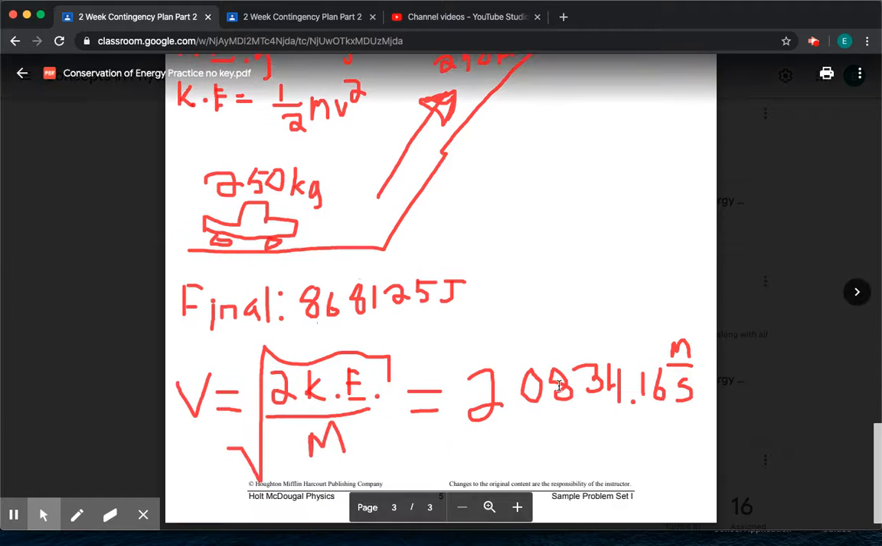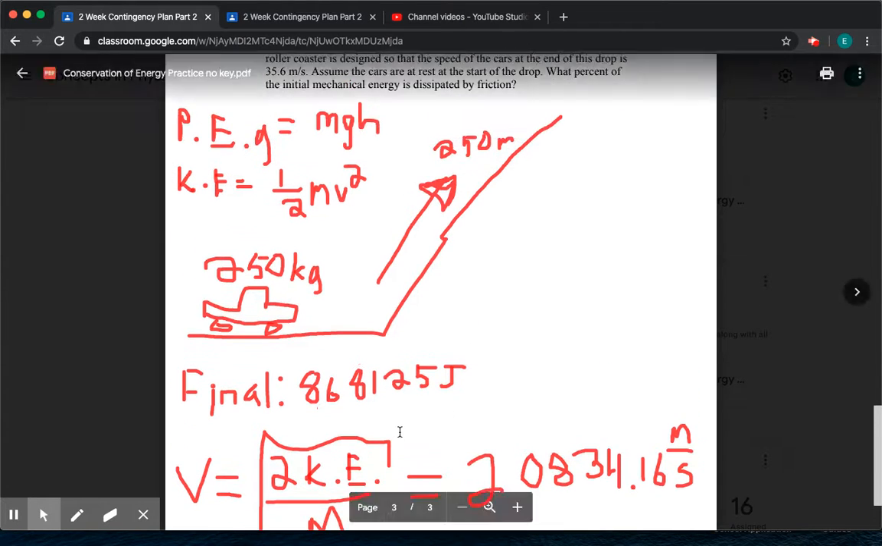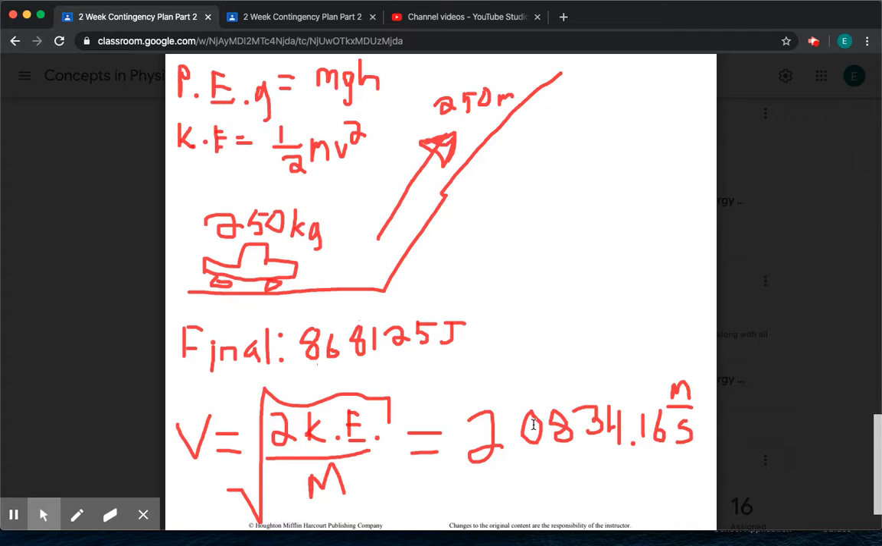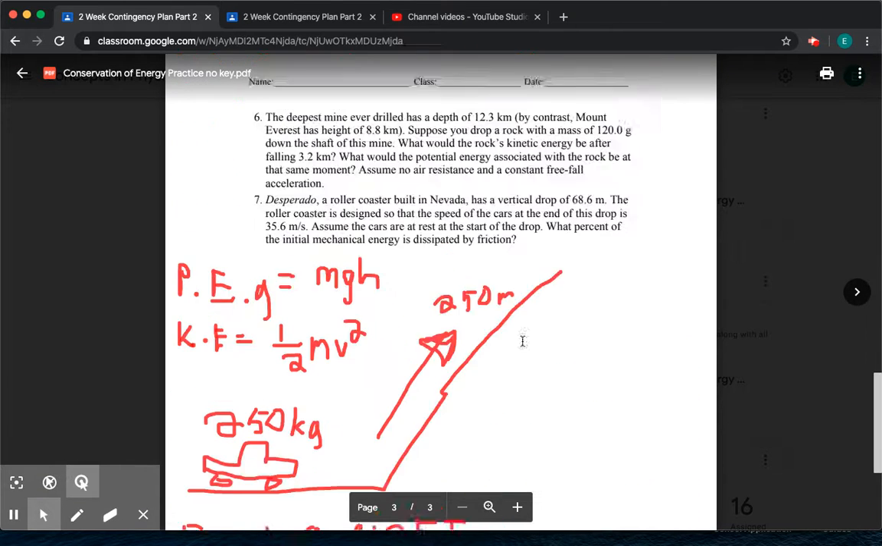This is one of those situations where I tell you look at the numbers and see if it makes sense. This doesn't make perfect sense to me. That's actually a lot of energy. But hey, what can we do? So this is your final velocity. That's your final answer for number 5.